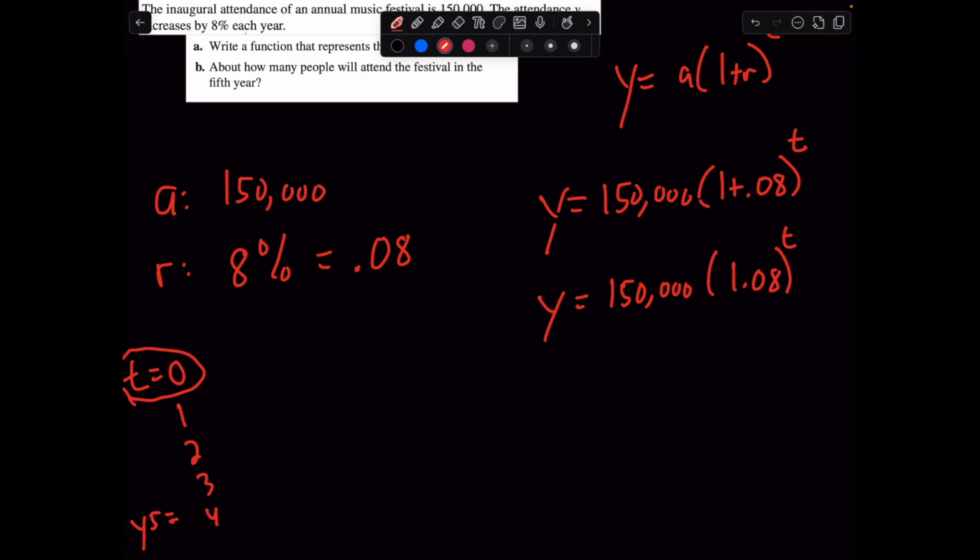So now we just got to plug the value in. 150,000 times 1.08 raised to the 4th. And once you push your buttons and get your rough answer, it's around 204,073 people.